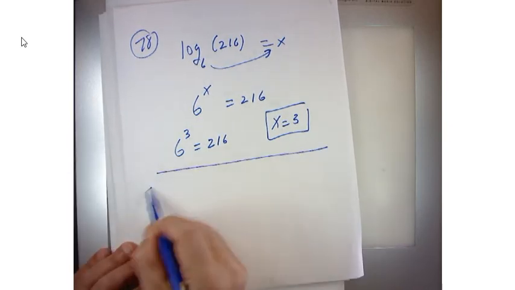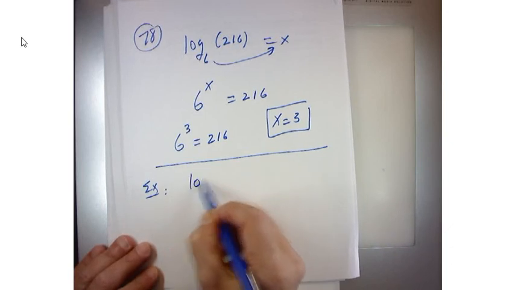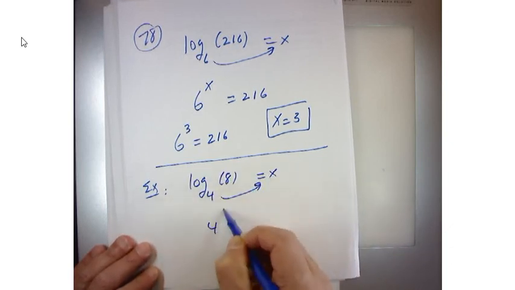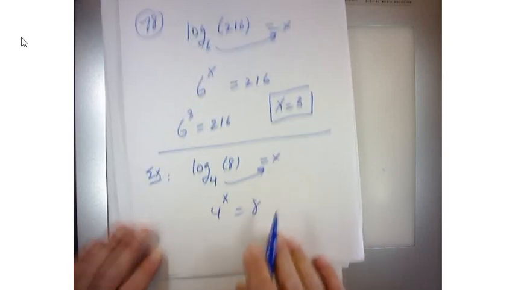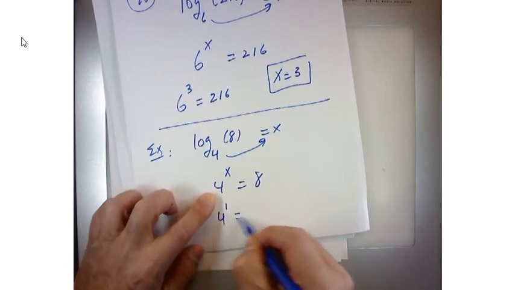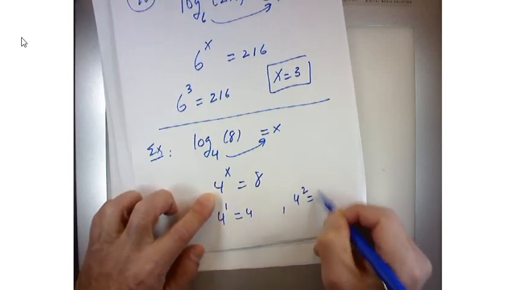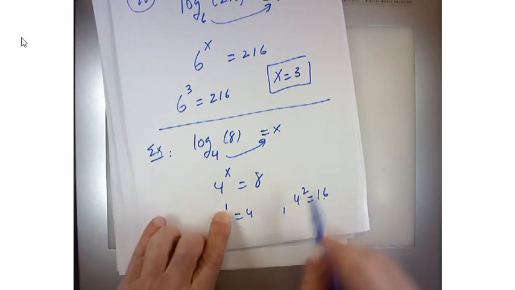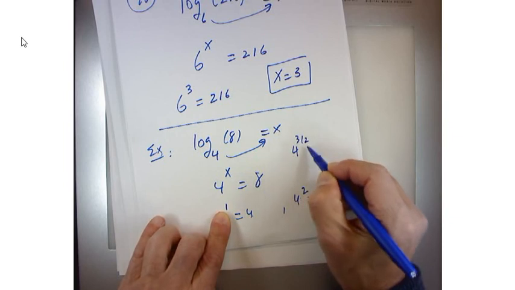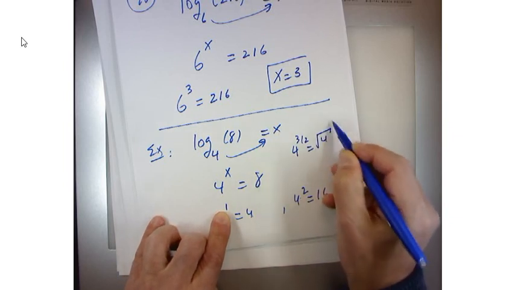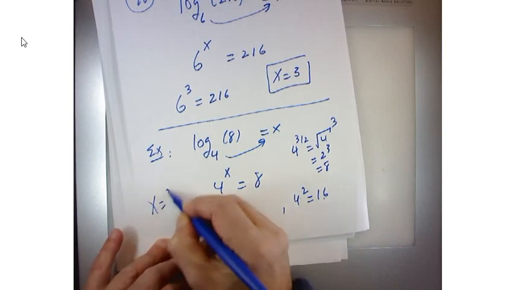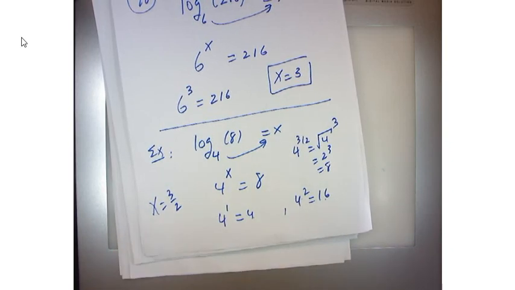Okay. And if you have log base 4 of 8 equals x, so 4 to what power is going to equal 8? If we do 4 to the 1, we get 4. 4 squared, we get 16. This is undershooting, overshooting, so it has to be between 1 and 2. If you do 4 to the 3/2, this is square root of 4 cubed, square root of 64, which is 8, so x is 3/2. So we just have to do trial and error.